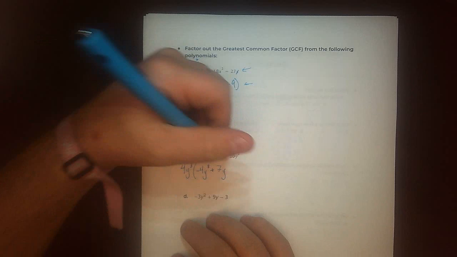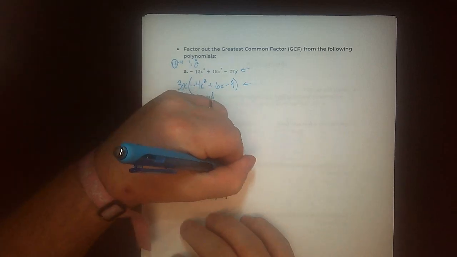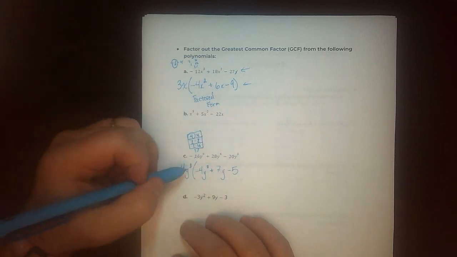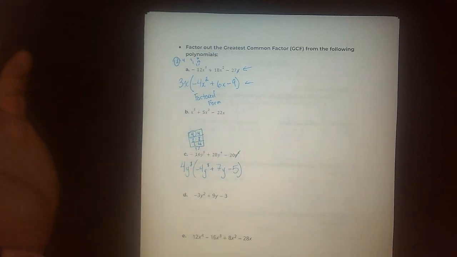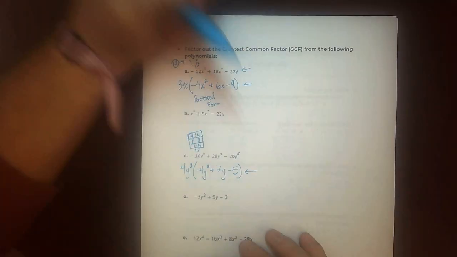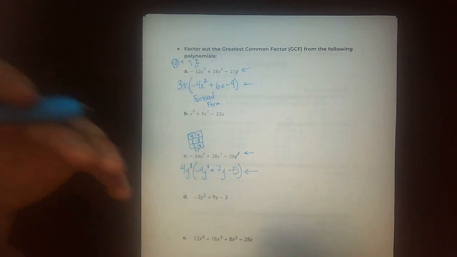And then lastly, we get minus 20 over 4. 20 divided by 4 is 5. Then y to the 3rd divided by y to the 3rd cancels it out. And there we go. We're left with that. This right here is the same as what we started with. It's just what we call the factored form.